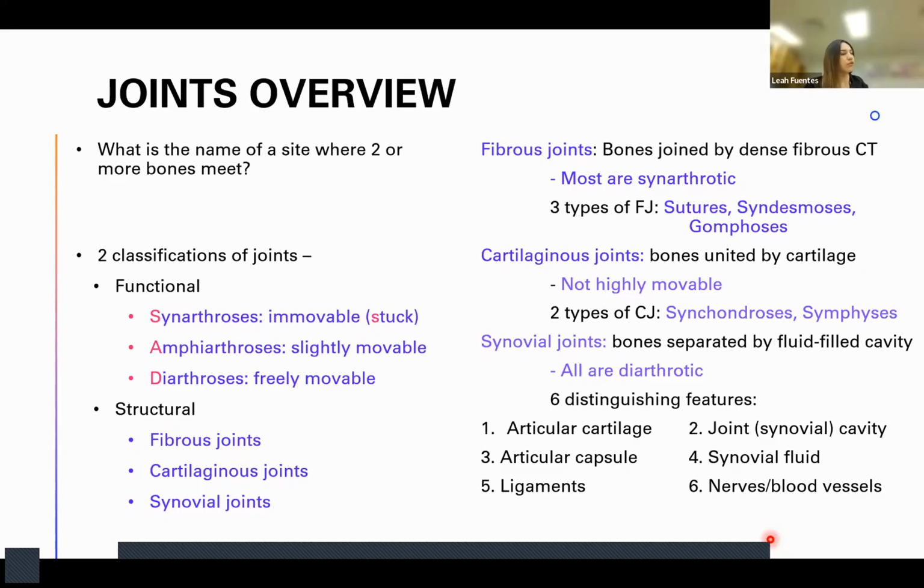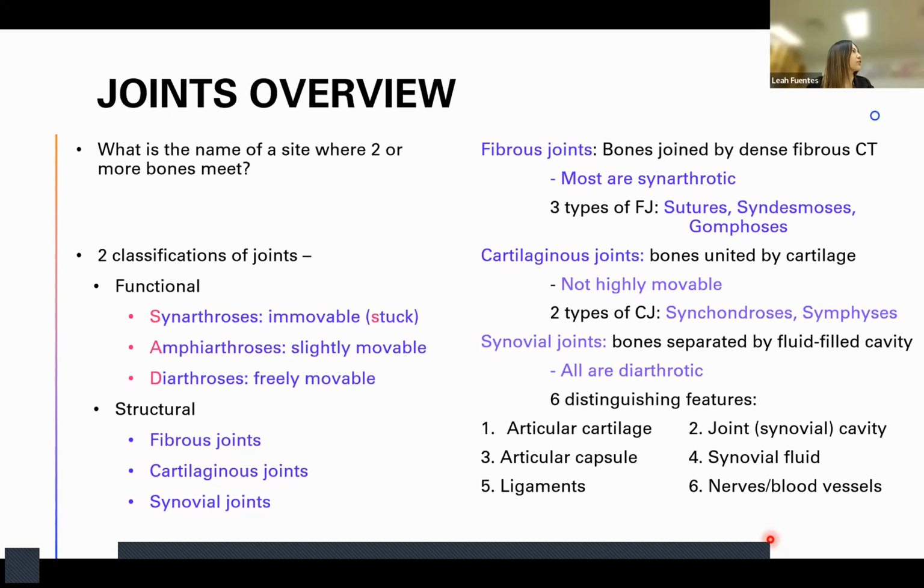And then for structural, we also have 3 types. We have fibrous joints, cartilaginous joints, and then synovial joints. So you want to be familiar with the different classifications of joints and the terms that fall underneath each of those. So fibrous joints, these are bones joined by dense fibrous connective tissue, and most of these are synarthrotic, which would mean immovable. With the fibrous joints, we have 3 types of those. Those are the sutures, syndesmosis, and the gomphosis.